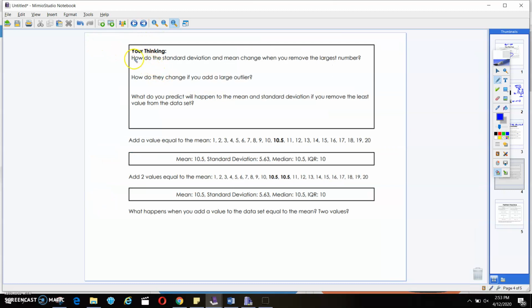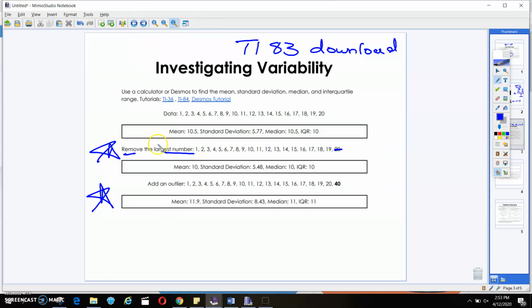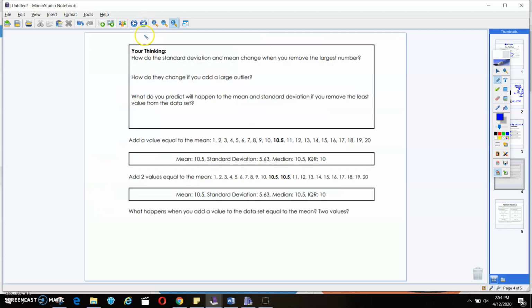Okay, so you're thinking, how do the standard deviation and mean change when you remove the largest number? So let's go back and look at that. When we removed the largest number, how did the standard deviation change? The first standard deviation was 5.77, and now it's going to be 5.48. So it goes down. That means all of my numbers get a little bit closer together. That's really what this is talking about. The standard deviation is deviating from the mean by a certain percentile. And we're going to talk about that a little bit more later on.